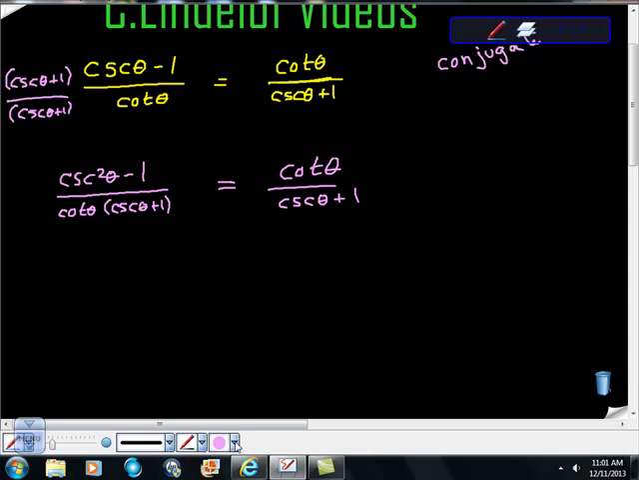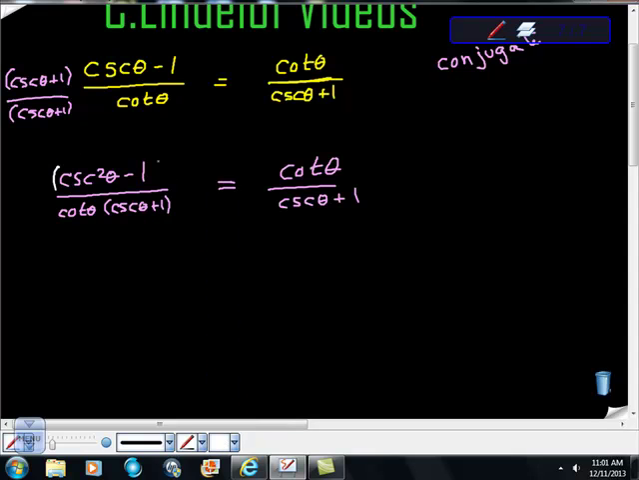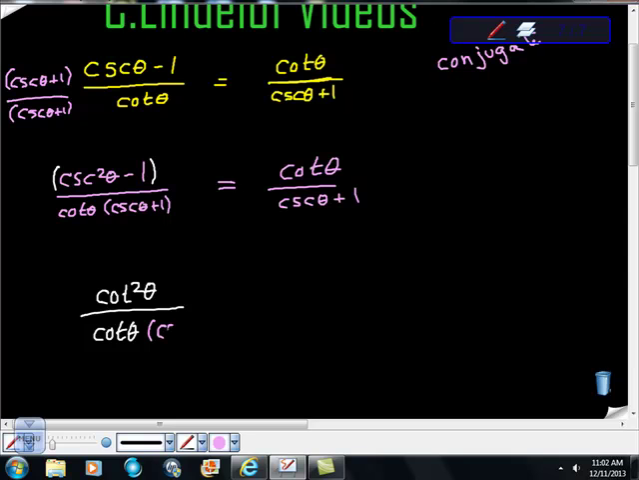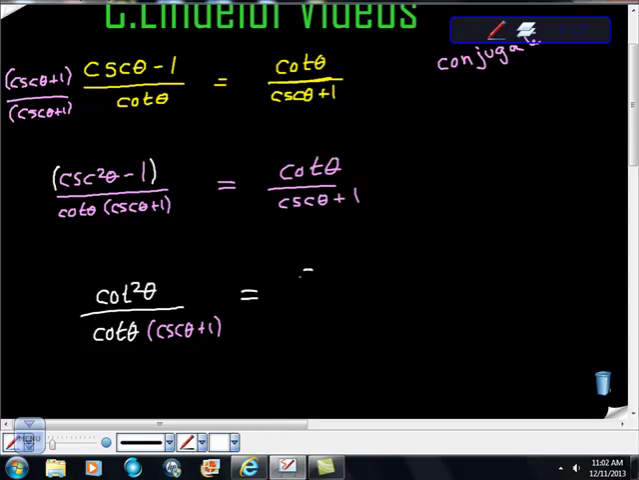And if you look, Victor, here it is, and this is where I screwed it up for 2 days: this is a Pythagorean identity, isn't it? And the Pythagorean identity that it represents is cotan squared theta over cotan theta times cosecant theta plus 1 is equal to all this on the other side.